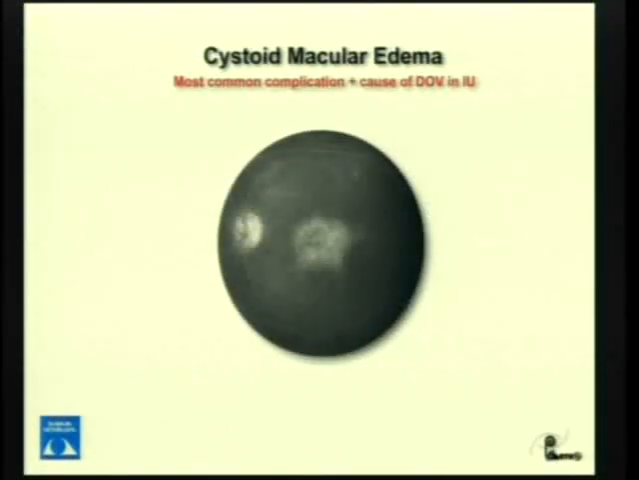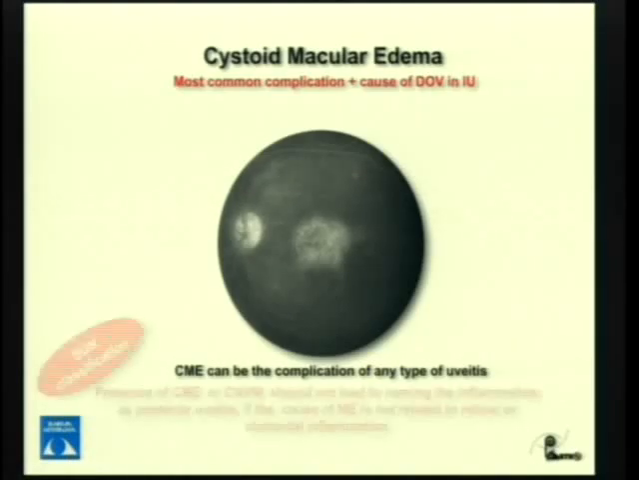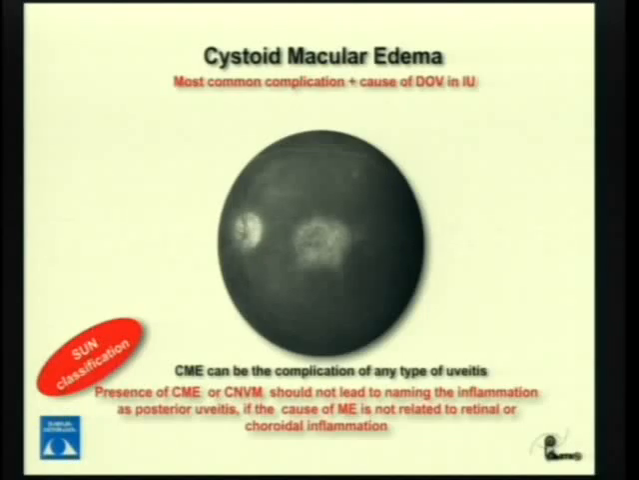Next, cystoid macular edema is the most common complication and cause of diminution of vision in intermediate uveitis. It is very important that CME can be a complication of any type of uveitis, starting from anterior uveitis to panuveitis. So the presence of CME and CNVM should not lead to naming this inflammation as posterior uveitis if the cause of the foveal pathology is not related to retinal or choroidal inflammation.